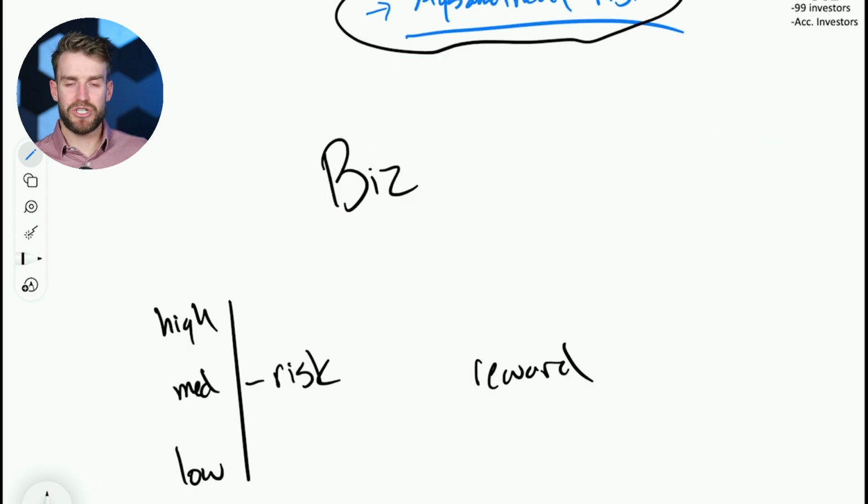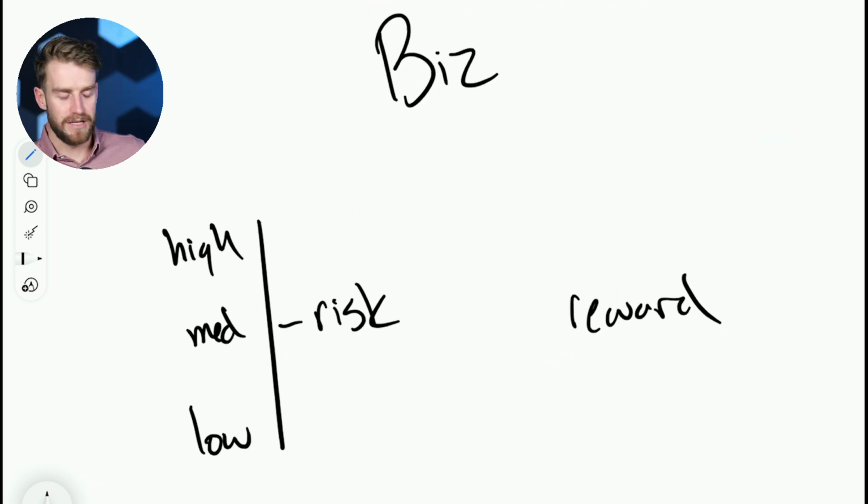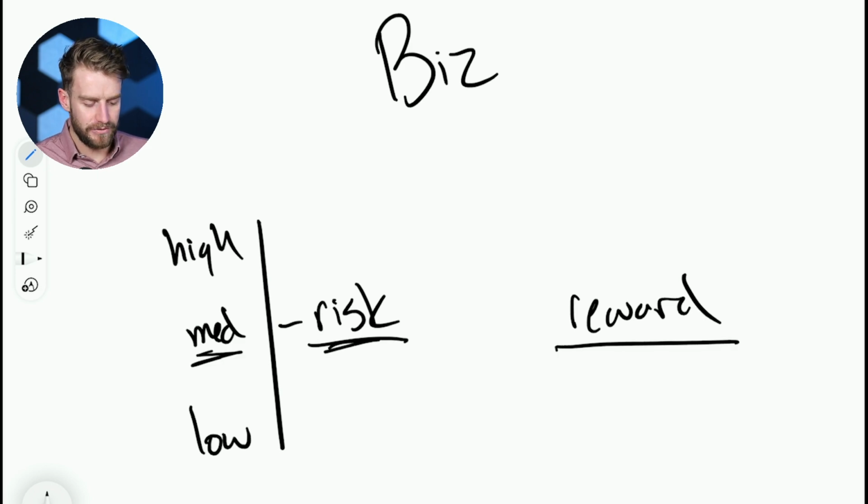Let me give you an example. We're starting a business, as you see on my screen here, and me and my buddy Joe are starting this business, and you're an investor looking at my business. Me and Joe have a certain level of risk and reward. Let's just call it medium. We have a medium level of risk and a medium level of reward. As an investor, you're like, yeah, it's medium risk, medium reward.